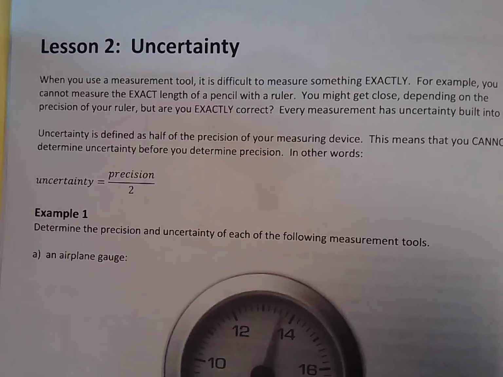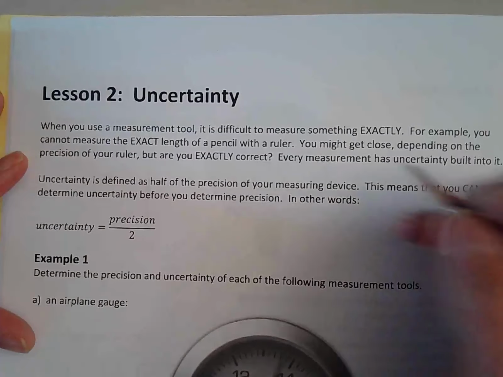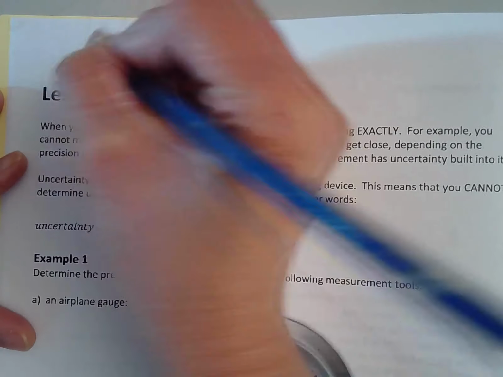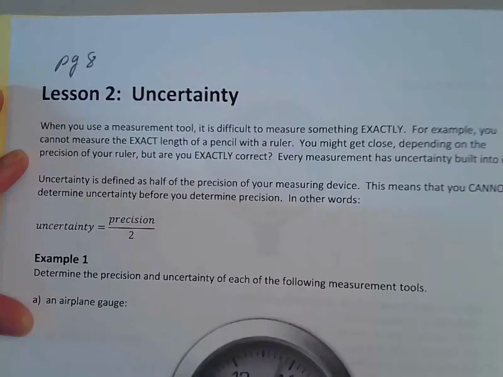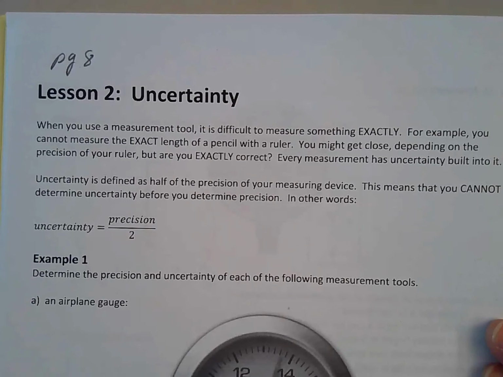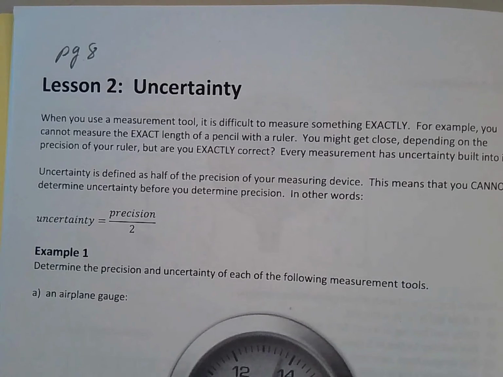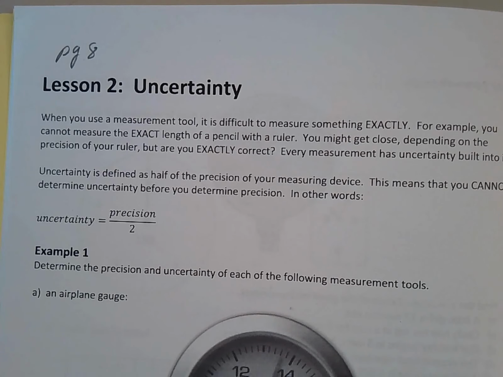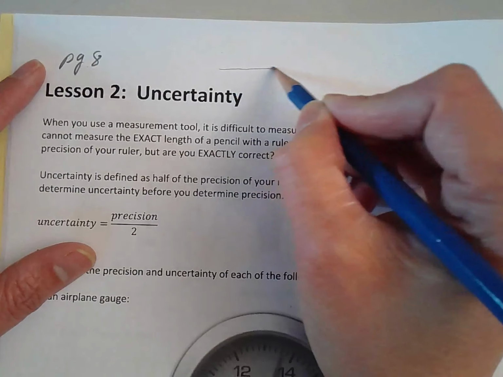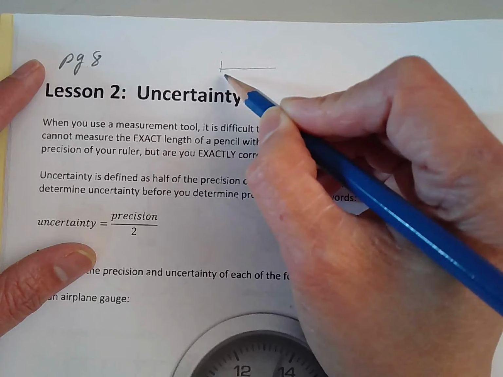So we're gonna start on page 8, lesson 2, on uncertainty. What comes into mind when somebody says uncertain? What does that mean, uncertain? Not sure, right? Not sure. So how does that play into our measurement?